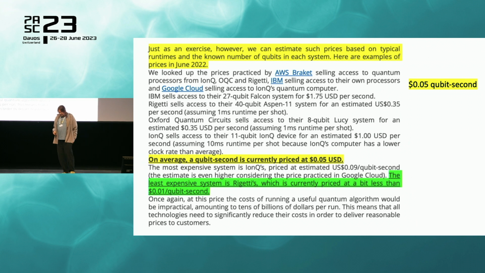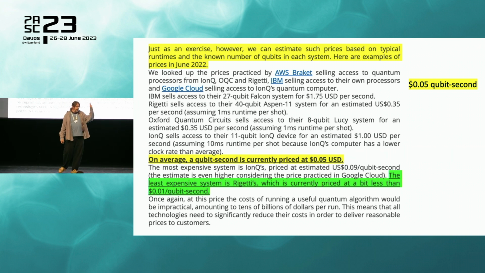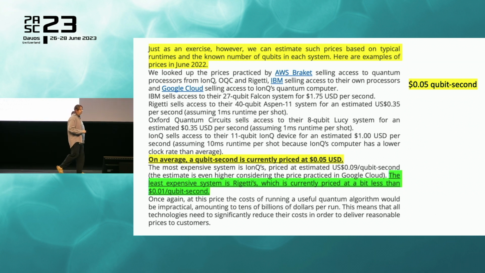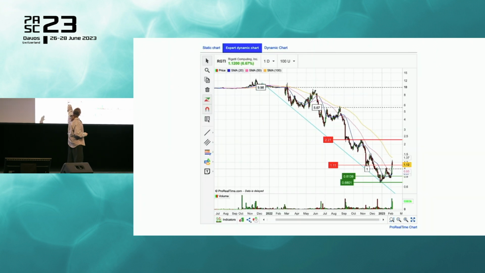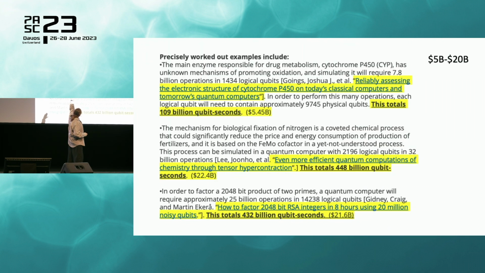Now, what might this cost? Well, last year, the average retail price for running on a quantum computer that's in clouds was about 5 cents per qubit second. And you can do the math for these problems that I mentioned. So if you're trying to solve the electronic structure of an enzyme, using the estimate that we have here, they're talking about some large number of qubit seconds. That's about $5 billion at the current price.